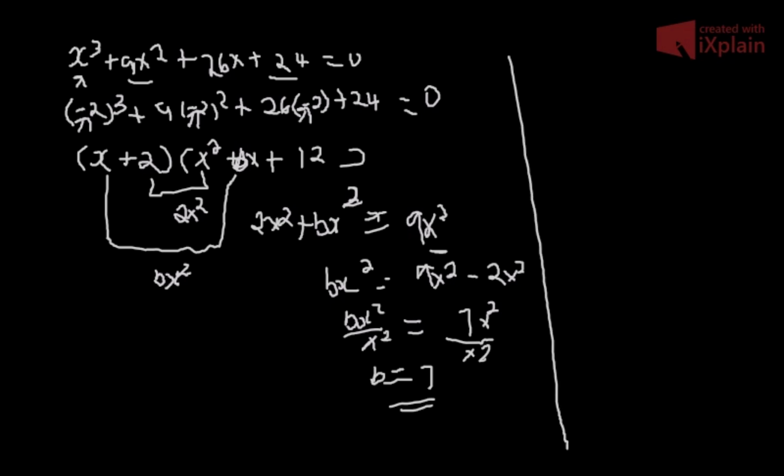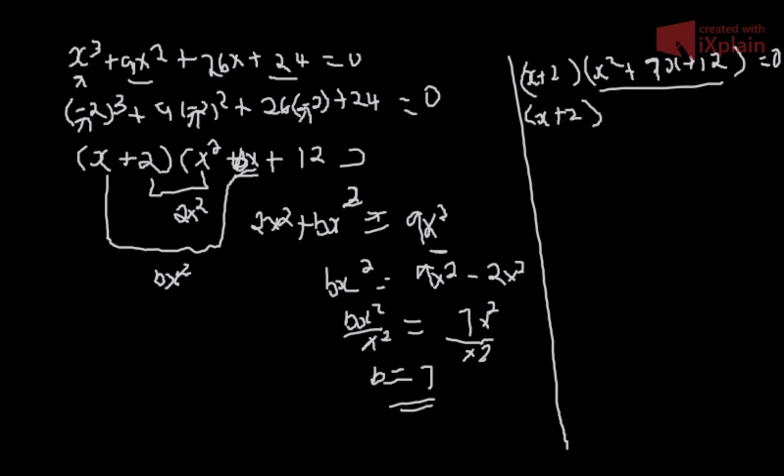Now I have to write fully x squared plus 7x, because instead of this b, I have to put 7 now, plus 12. Now I have to factorize this, so it will be x plus 2. Now open 2 brackets, because we are ready to factorize. Now it will be x plus 3, x plus 4.